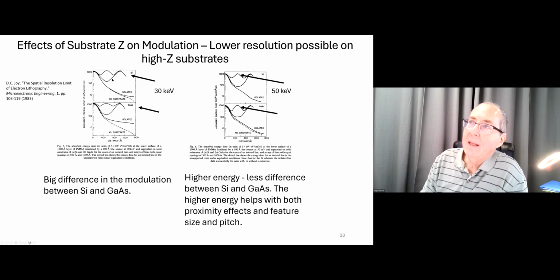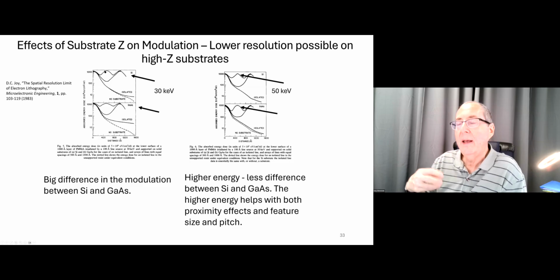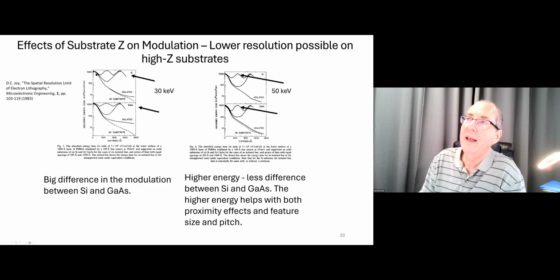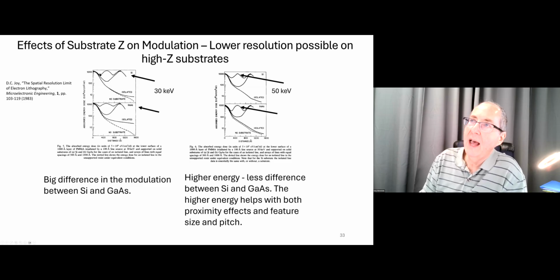But if you start making them closer and closer together, the contrast, the modulation between these lines gets lower and lower, which means your developer and resist combination has to work harder and harder. It's got to be better and better to be able to develop out just where the dose is highest and not where the dose is lowest. So the closer these lines get together, the less the modulation is.